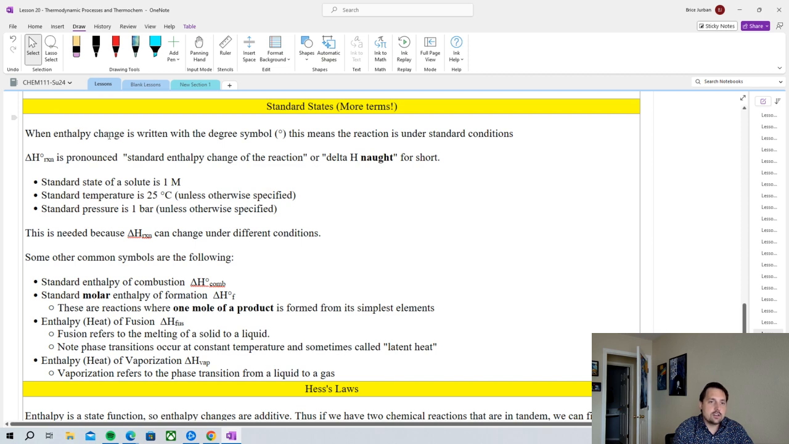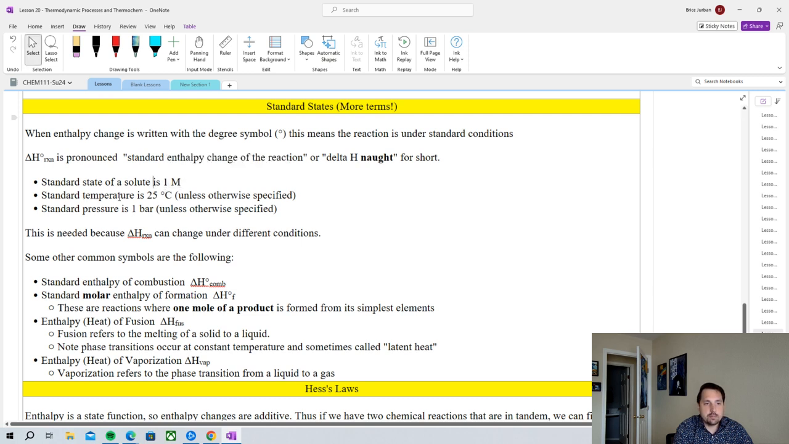When an enthalpy change occurs at standard conditions, we'll additionally add this symbol, this degree symbol to it. So if you see delta H naught of the reaction, that refers to the standard enthalpy change of a reaction. Delta H naught for short. What are the standard conditions? Well, for a solution, like some solute dissolved in a solvent, it's typically 1 molar.